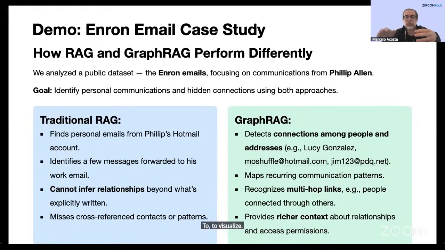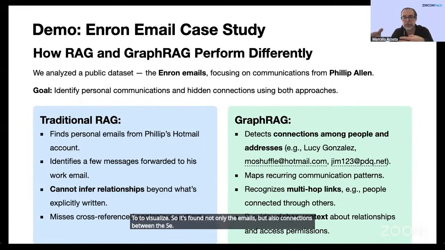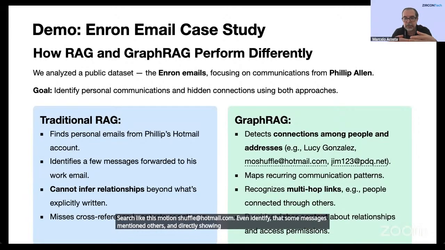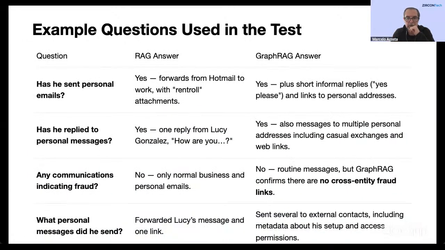So it found not only the emails, but also connections between the senders and recipients, including personal addresses that were not included in the RAG search, like this Mo Shuffle at hotmail.com. It even identified that some messages mentioned others indirectly, showing social links that were hidden in the first try. Okay, we already saw this in detail.